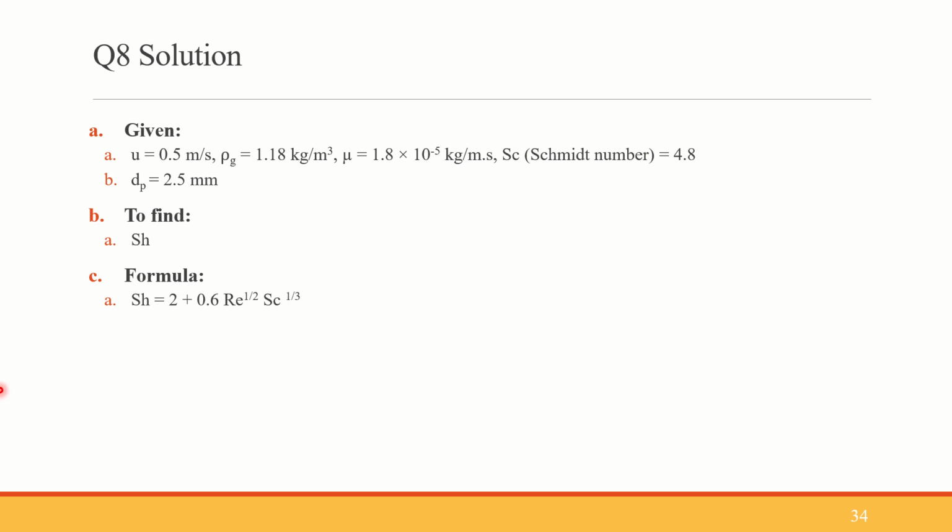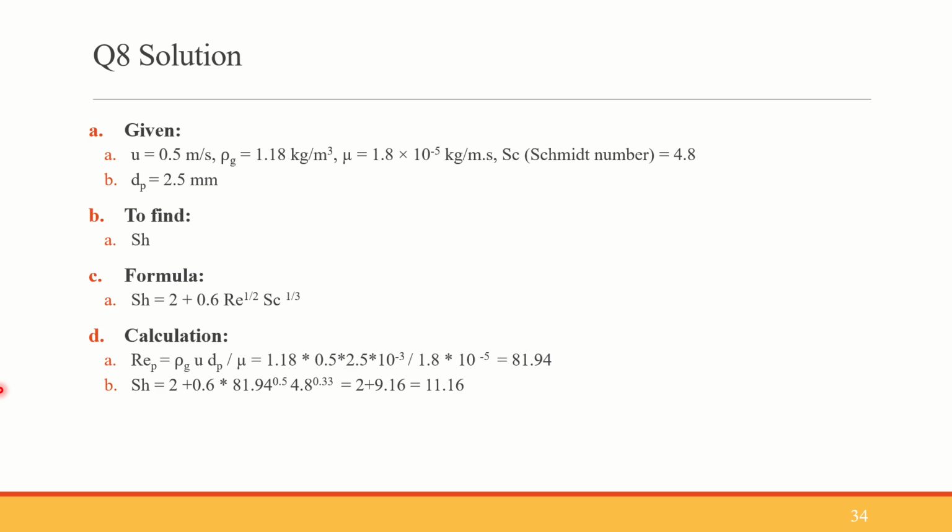Similarly, if you are dealing with heat transfer coefficients, it would be Nusselt number as a function of Reynolds number and Prandtl number. So keep those things in mind when you are solving. Coefficients might differ, but mostly the approach and the functional groups would be the same. For mass transfer, it is Sherwood number as a function of Reynolds number and Schmidt number, and for heat transfer, it is Nusselt number as a function of Reynolds number and Prandtl number.